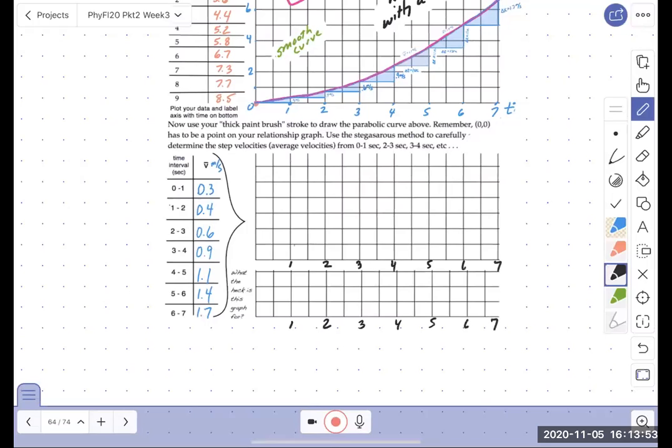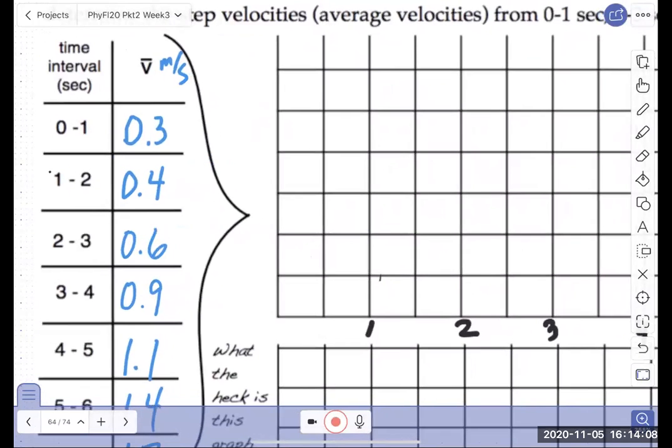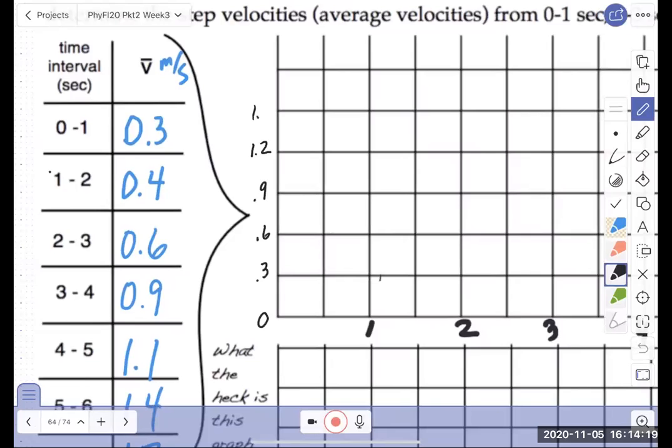And then this vertical axis now, we've got to make that velocity. It looks like my range is 0 to 1.7. And I want to use as much as I can, so I'll blow this up a little bit. So if we go 0, 0.3, 0.6, 0.9, 1.5, and 1.8. Okay, so this is meters per second.